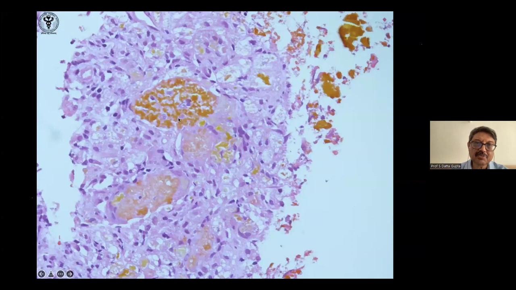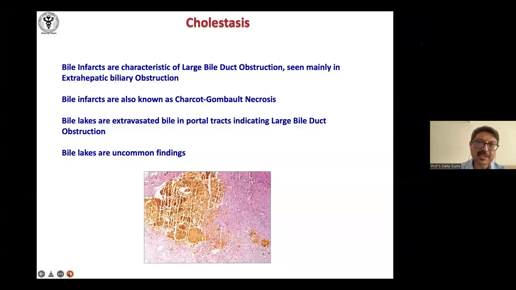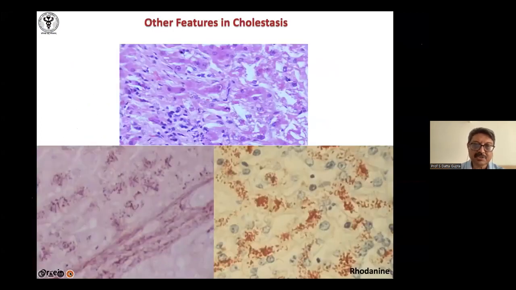The other feature of cholestasis when bile does not flow are bile infarcts, necrotic areas impregnated by bile, especially in the periportal area. And this is all once again because of bile salts. Okay. And you get bile lakes. Bile lakes are within portal tracts, where the bile, because of obstruction and distension, gets extravasated. All these are signs of obstruction.